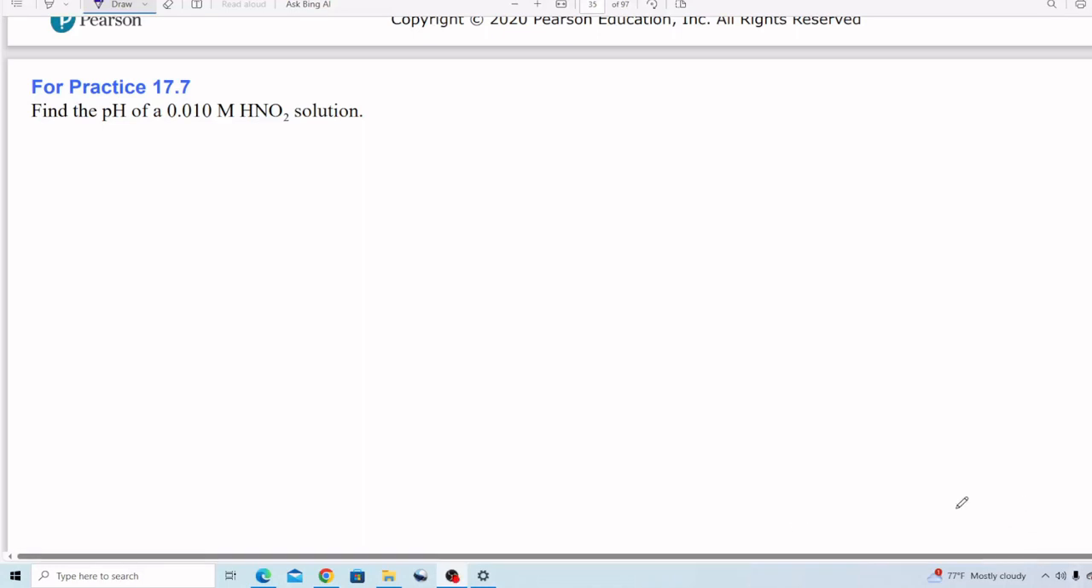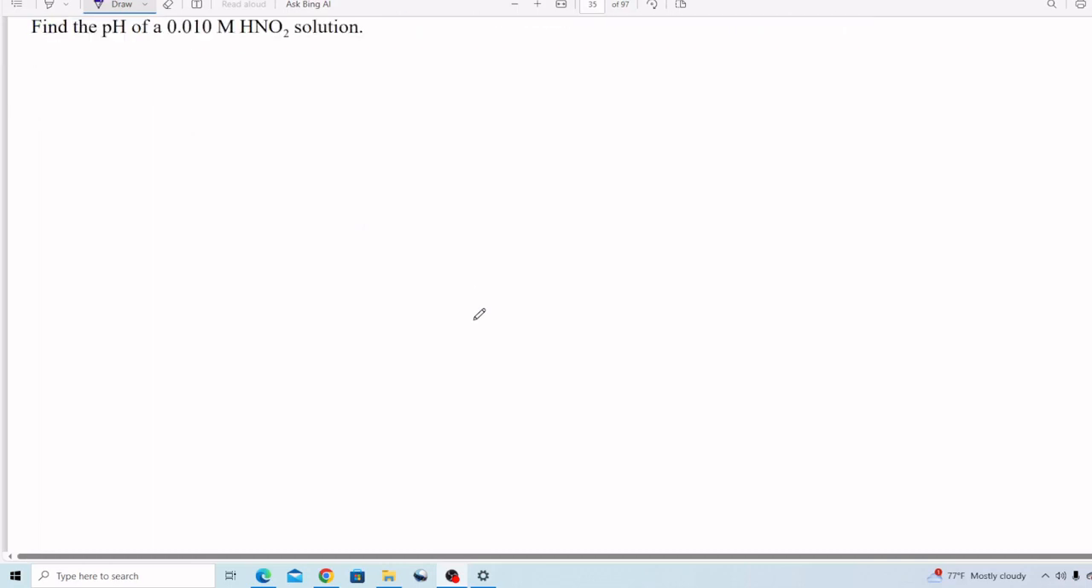Next, we'll find the pH of a 0.010 molar nitrous acid solution. So let's begin by writing the dissociation equation for this acid. HNO2 plus water yields H3O+ and NO2-.